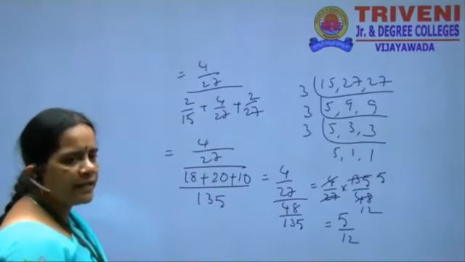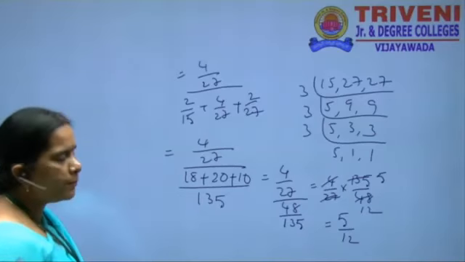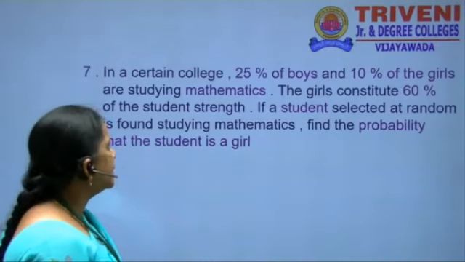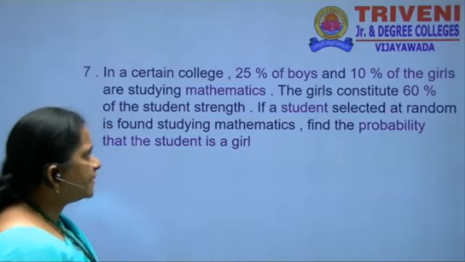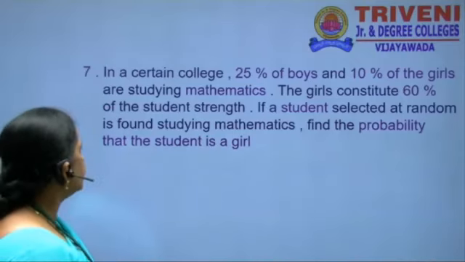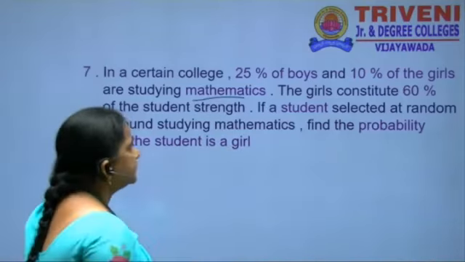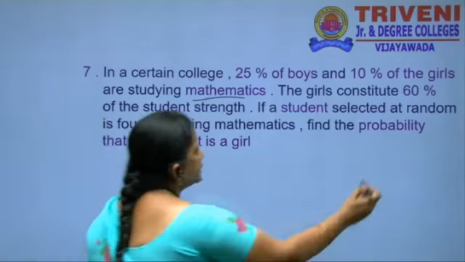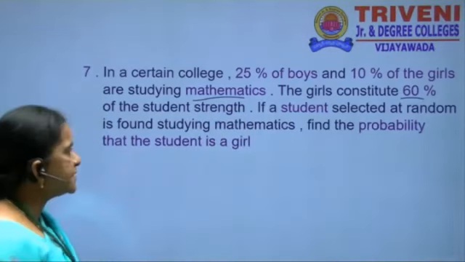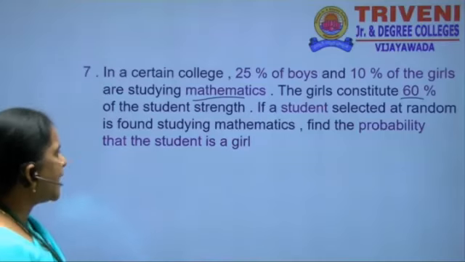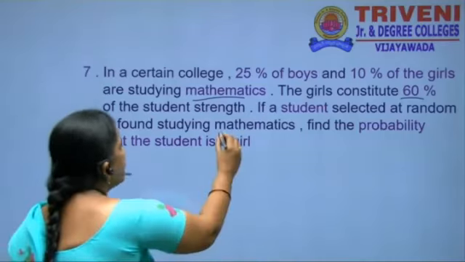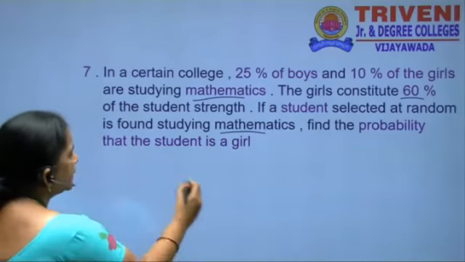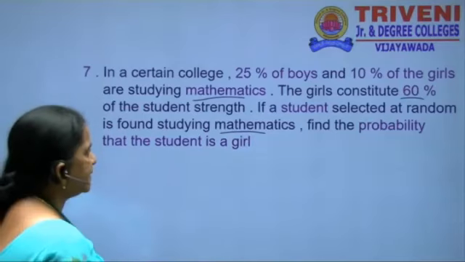Okay, this is the probability of box 2 taking a red ball is 5 by 12. And then next we are going to the next problem. In a certain college, 25% of boys and 10% of girls are studying mathematics. Then the girls constitute 60% of the student strength. If a student is selected randomly and found studying mathematics, find the probability that the person is girl. Here the girl strength is 60%.